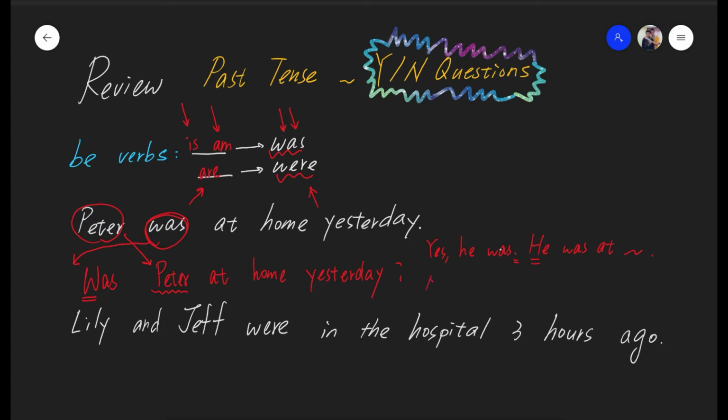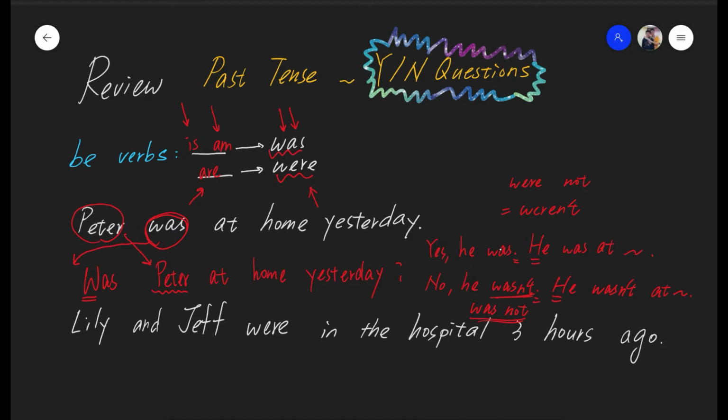If the answer is no, then no, he wasn't. And then he wasn't at home yesterday. Also, after the period, a capitalized H. Now, wasn't is the contraction of was and not. When you put was and not together, you get wasn't. All right? Now, how about were and not together? You get weren't. Okay, kind of like isn't and aren't.